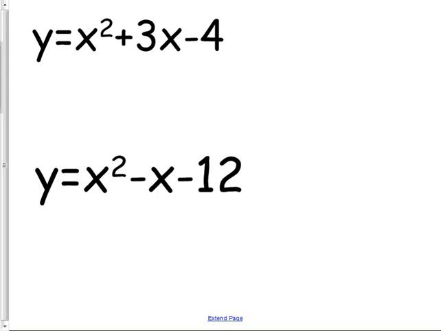Let's just do 2 more really quick here. If you're good at factoring, these should take you 15 seconds each.